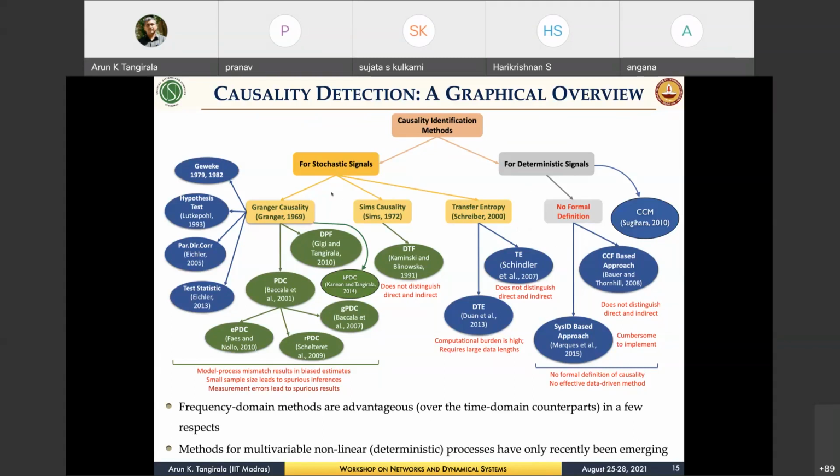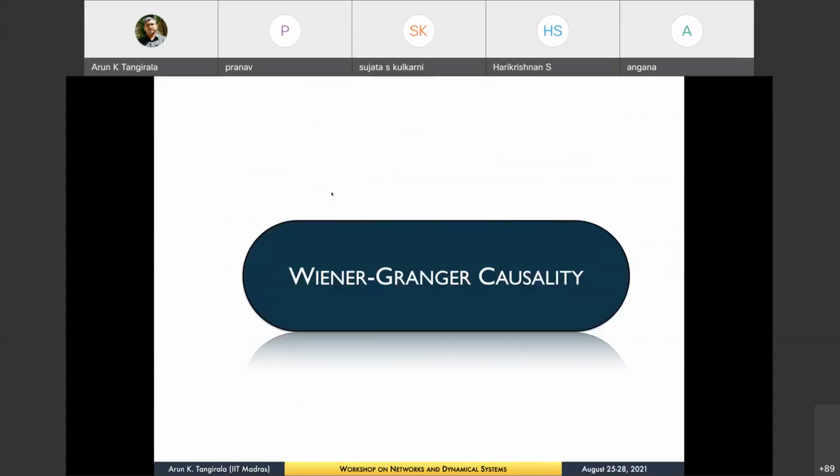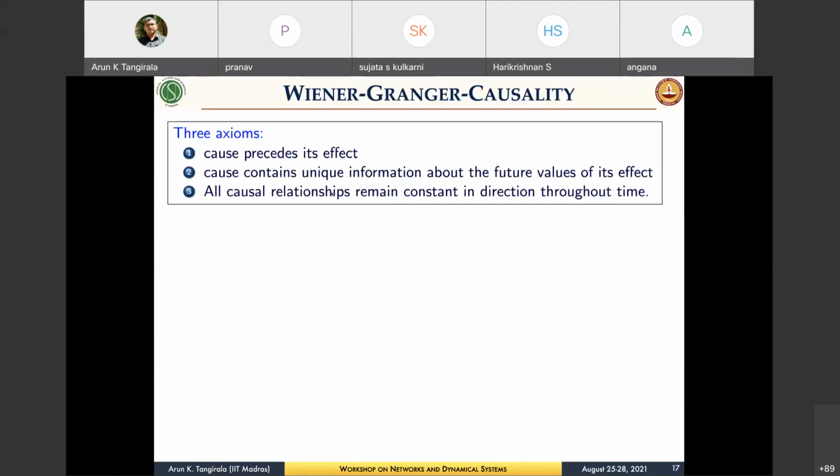In general, the frequency domain methods are advantageous over the time domain counterparts in a few respects. I'll talk about that very briefly. And the methods for multivariable or nonlinear processes have only recently been implemented. Okay, so let me now spend the next maybe 15 to 20 minutes on linear Granger causality, or shortly known as Granger causality.